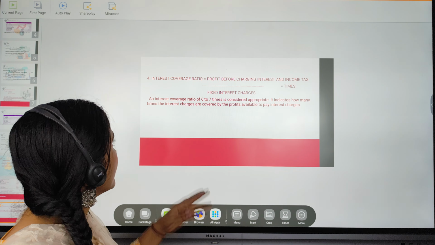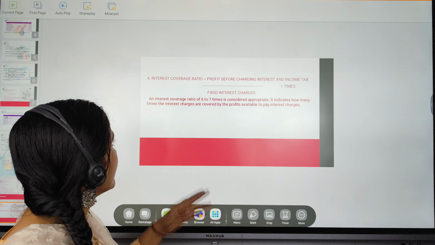Here is the solution. Interest coverage ratio: net profit before interest and tax upon fixed interest charge. In the above question, net profit after interest and tax is given, whereas profit before interest and tax is required to calculate this ratio. If profit after tax is 60, the profit before tax must be 100. If profit after tax is 6 lakh, the profit before tax must be 100 into 6 lakh by 60, that is your 10 lakh.